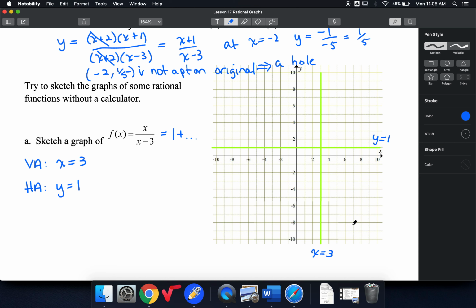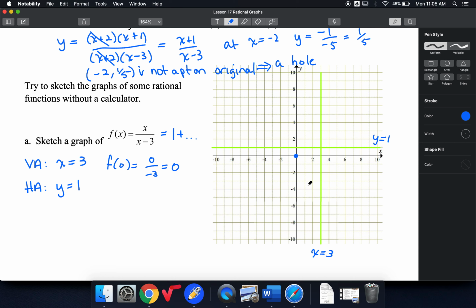And now I want to think about any intercepts. I know f of 0 is going to be 0 over negative 3, which is 0. That's simultaneously an x and y intercept. So I've got the point 0, 0. There's no other intercepts. So I believe that this graph is going to look something like this.